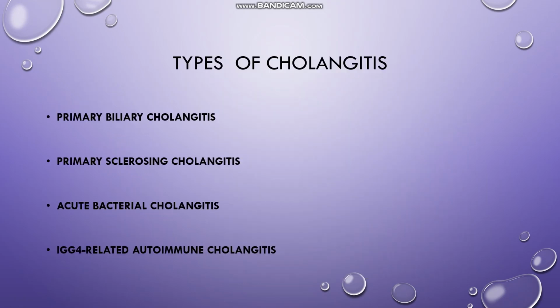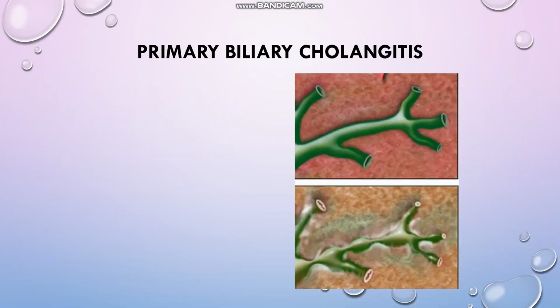Now, the types of cholangitis. There are basically 4 types of cholangitis. The first one is primary biliary cholangitis. It is a chronic disease in which the small bile ducts inside the liver, which are called ductules, get inflamed and scarred and eventually destroyed. When there are no bile ducts inside the liver, the bile gets built up and causes liver damage.